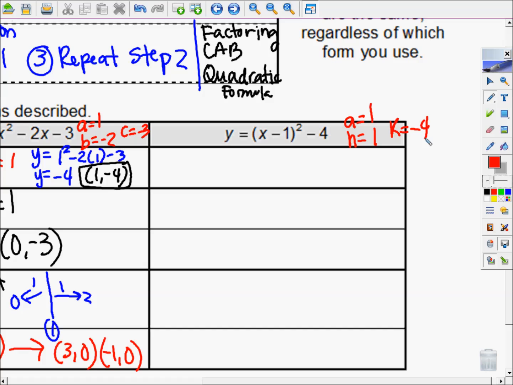So we know our coefficients. Now it's just left for us to use our coefficients. Which coefficients help us find our vertex? H and K. So as long as I know H and K, I know my vertex. What's H? 1. What's K? -4. Which coefficient helps me find my axis of symmetry? H. So x equals what? 1.